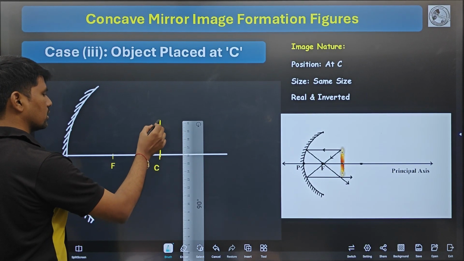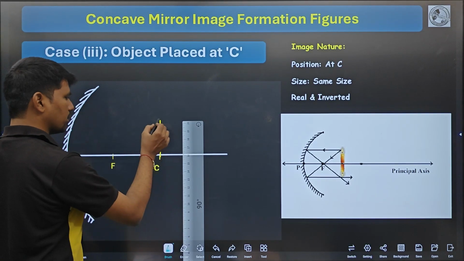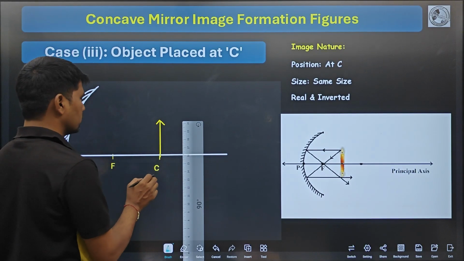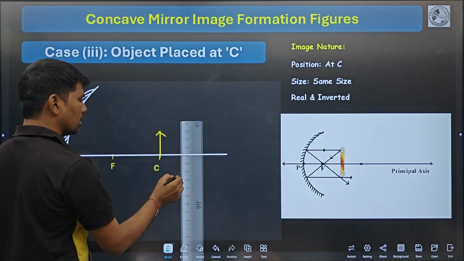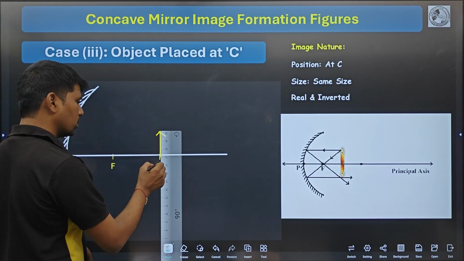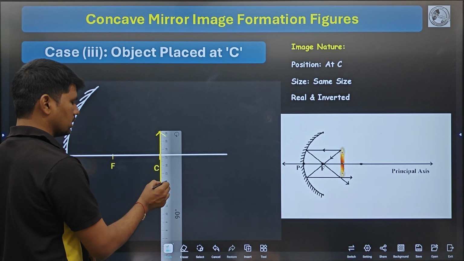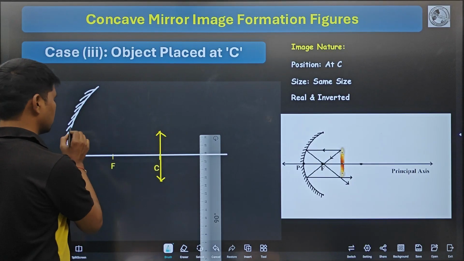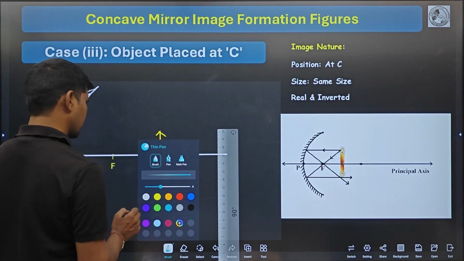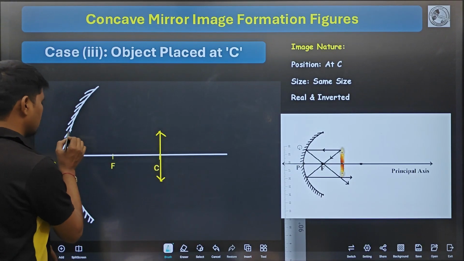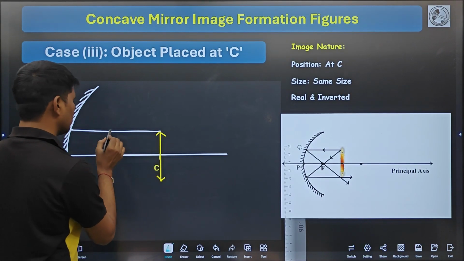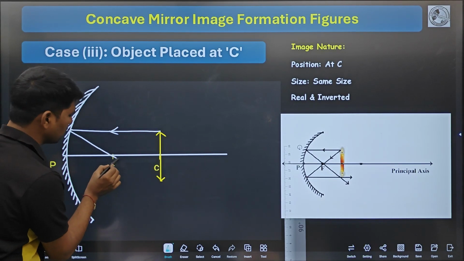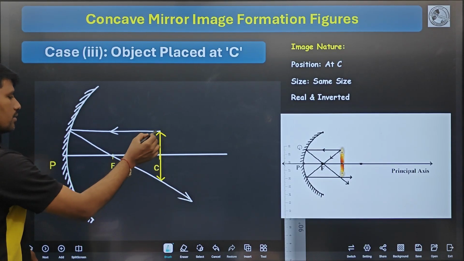In this case, most of the students get the diagrams not proper, with the image also at C. What you will do is draw the object and image at a time, the same distance, at the same time. Then draw the parallel ray through focus. Here I am drawing freehand. See, the incident ray is parallel to the principal axis. Then after reflection it is passing through focus.